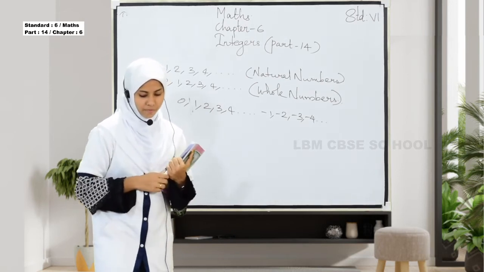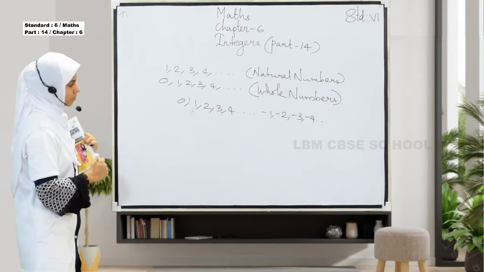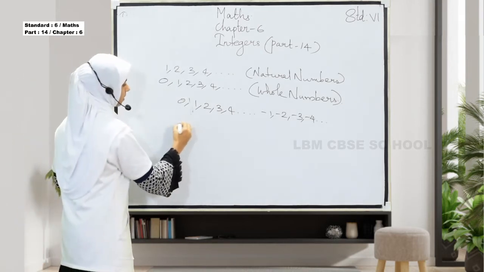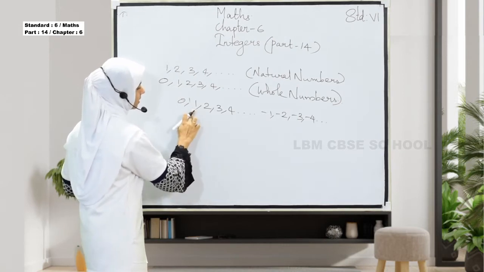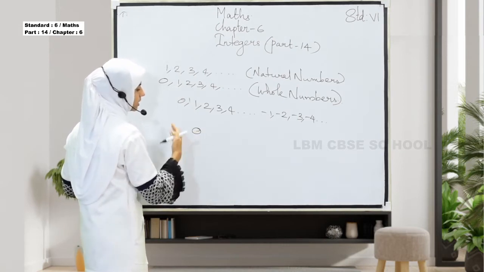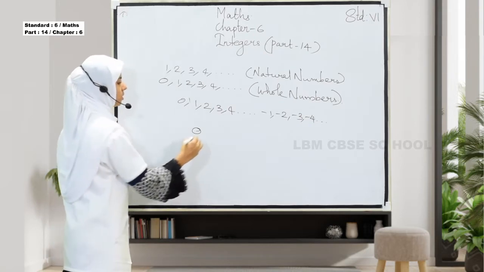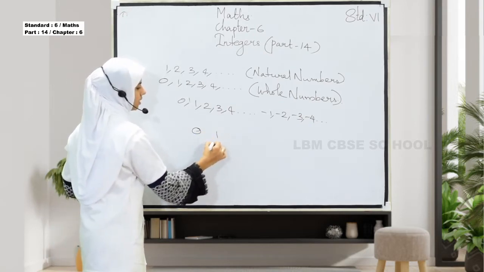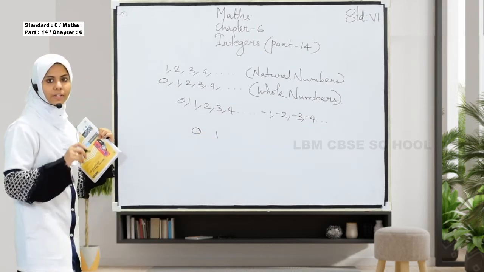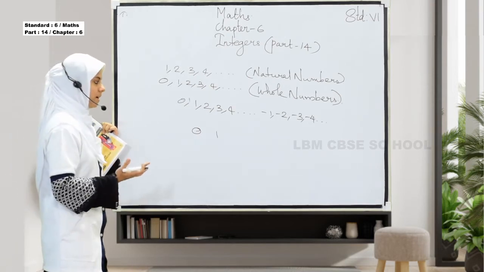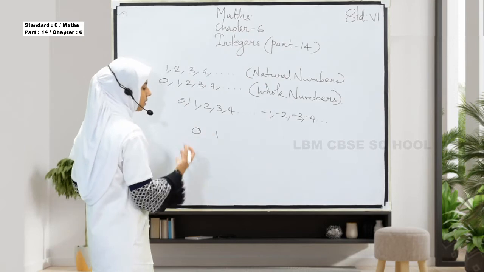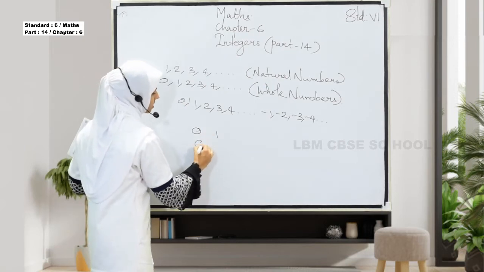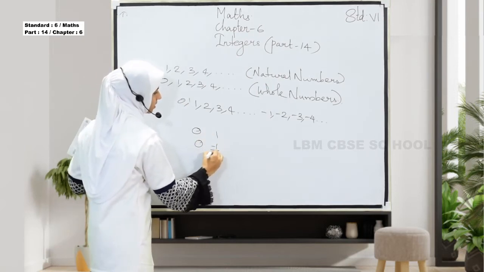ഏതാണ് സീറോയുടെ പ്രെഡിസസർ? സീറോയ്ക്ക് തൊട്ടിപ്പുറം വരുന്നത്. അതായത്, what is the predecessor of 0, and what is the successor of 0? We all know the successor of 0 is 1, അല്ലേ? 0 കഴിഞ്ഞു വരുന്ന നമ്പർ എന്താണ്? 1 ആണ്. So the successor of 0 is 1, and the predecessor of 0 is -1.